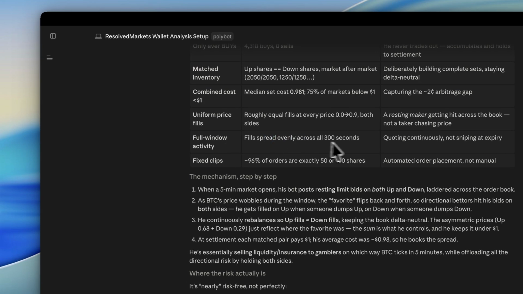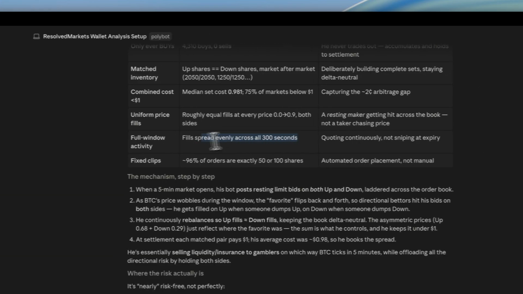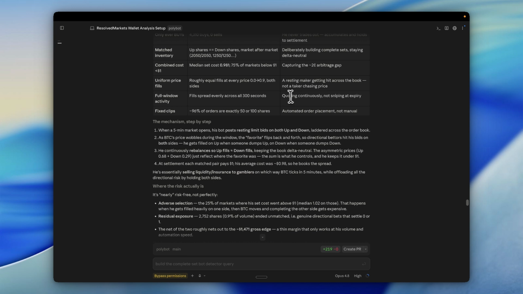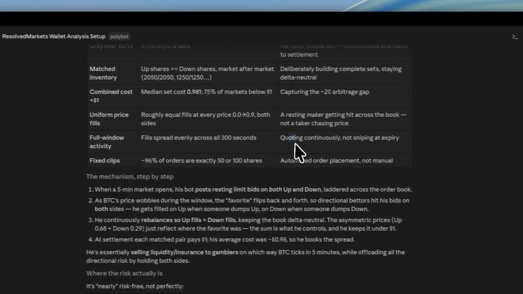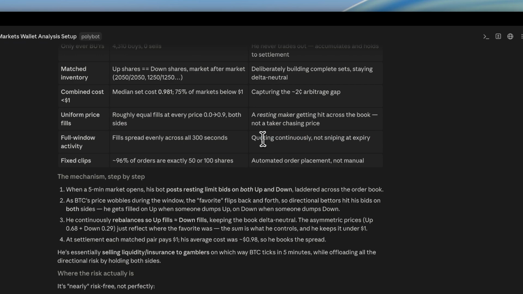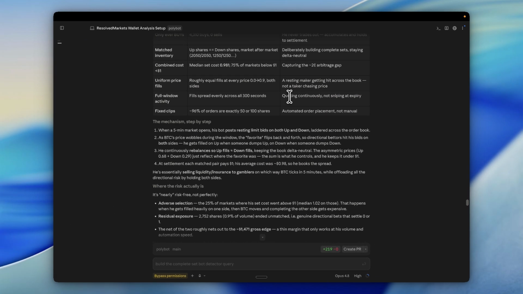And it has its fills spread evenly across all 300 seconds. So basically, he's not just quoting in the first 2.5 minutes or in the last 2.5 minutes. All of his fills are almost spread evenly. So he's not sniping, nothing like that. He's quoting continuously. So he has some mechanism where he's quoting buys and sells continuously, something like that.